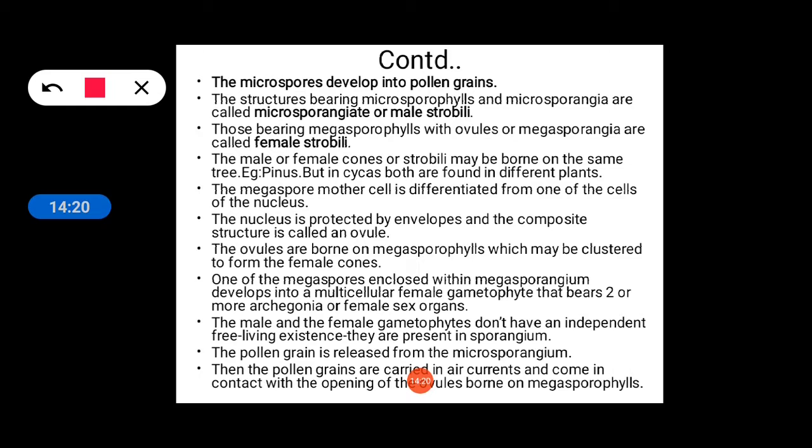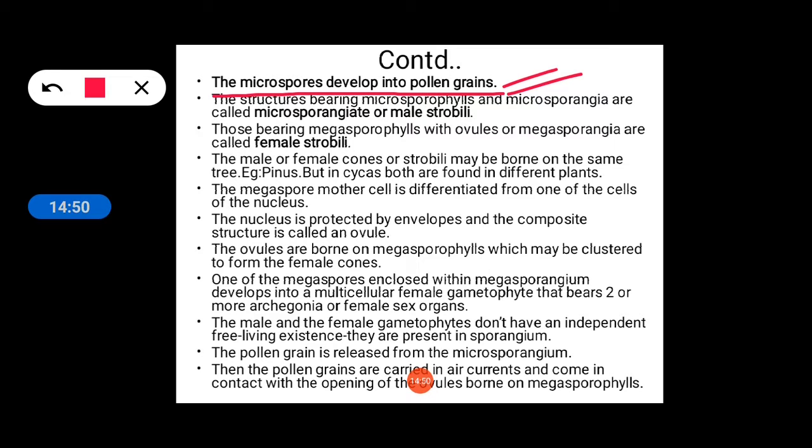The microspores develop into pollen grains. We just found that the sporangium produces heterospores. That means one is a microspore and the other is a megaspore. The microspores produced from the sporangia develop into pollen grains.